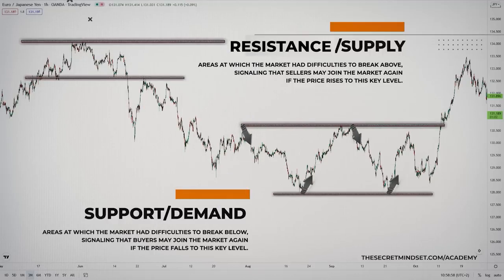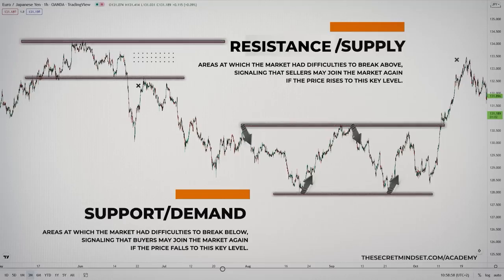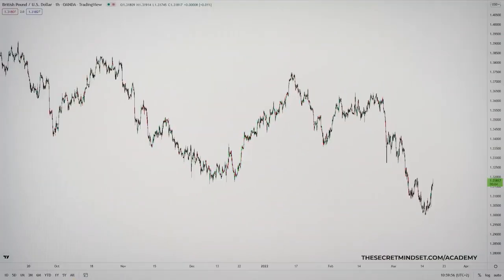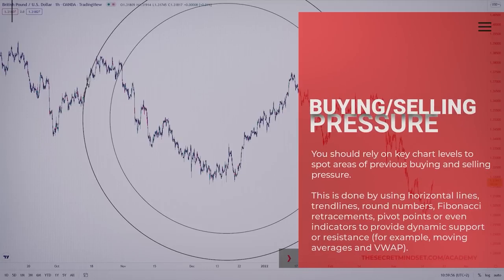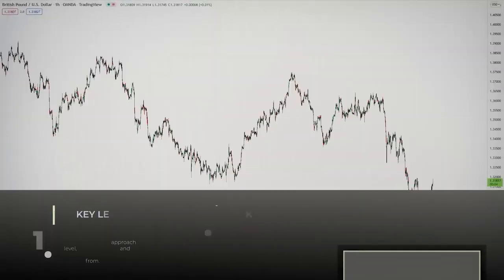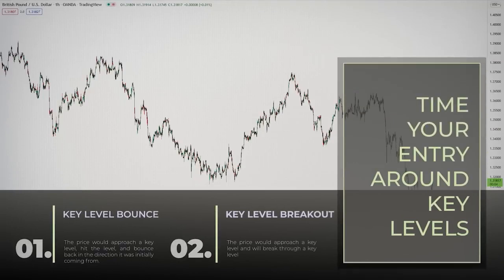These key levels are like price magnets. The price is always moving towards them, and this presents a trading opportunity for you. You should rely on key chart levels to spot areas of previous buying and selling pressure. This is done by using horizontal lines, trend lines, round numbers, Fibonacci retracements, pivot points, or even some indicators to provide dynamic support or resistance. Moving averages and VWAP are perfect for this. So try to time your entry around those areas, because a good key level can turn the price.